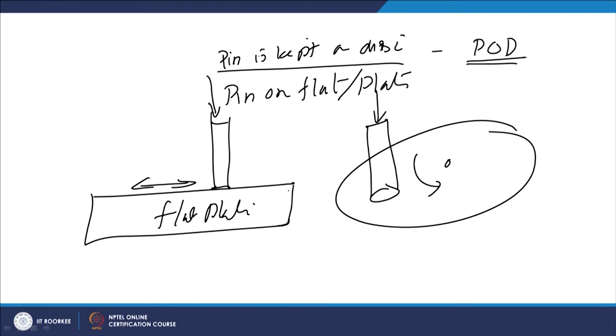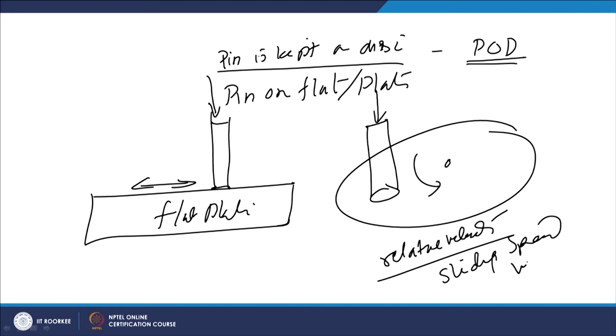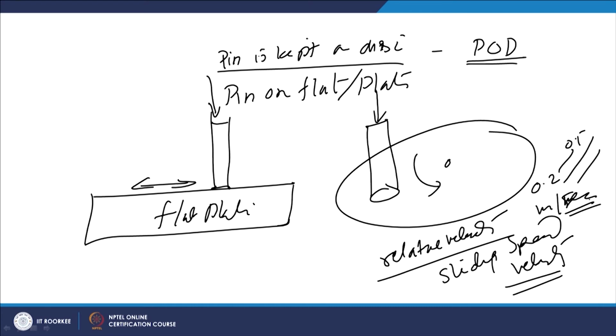Now, what will be the velocity or the relative velocity between the two? The relative velocity basically determines the sliding speed or sliding velocity. As per the application, this may be kept in the range of 0.2 to 0.5. This is the normal operational speed. This is in mm per second.